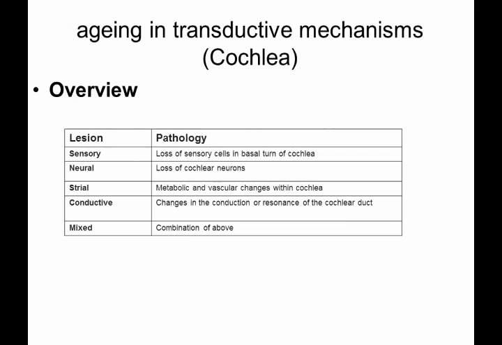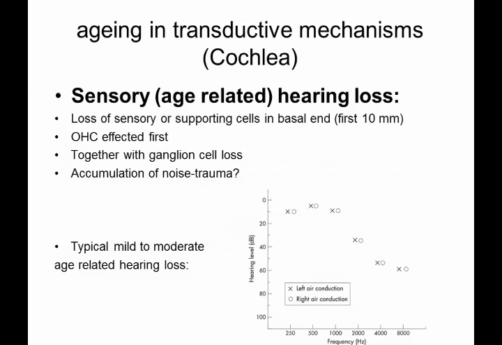Right, cochlear hearing losses are more interesting. I usually split them into four different types: sensory, neural, strial, conductive, or a combination of all the above. Let's talk about them in a little bit more detail. Sensory, in brackets age-related hearing loss, is the loss of the sensory cells, usually the inner and outer hair cells, and also supporting cells in the basal end. It usually happens first in the first 10 millimeters. It is probably a result of accumulation of noise trauma over time.